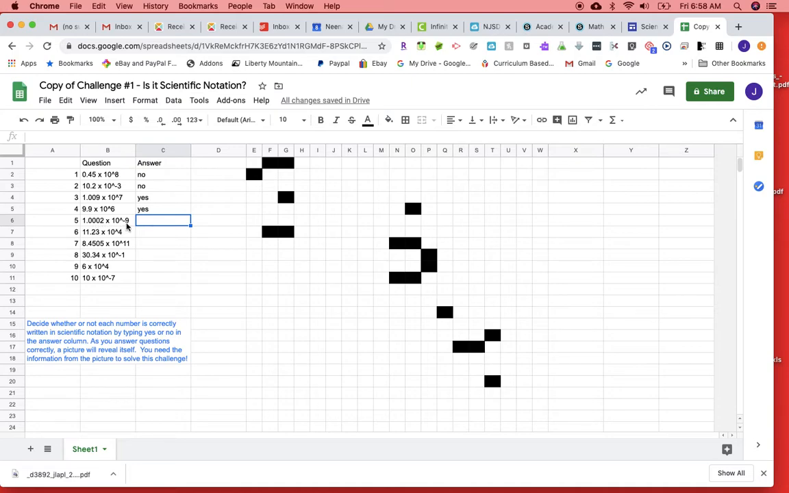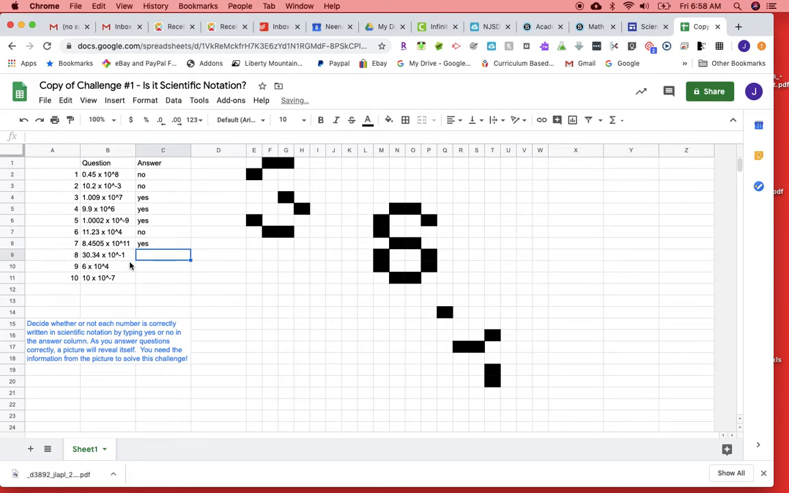1.0002 times 10 to the negative 9th. Yes, that one is in correct form. 11.23, we look at that front number. 11 is too big, so we nope. Number 7, 8.4505 times 10 to the 11th. Look at that front coefficient. It's between 1 and 10, so yes.